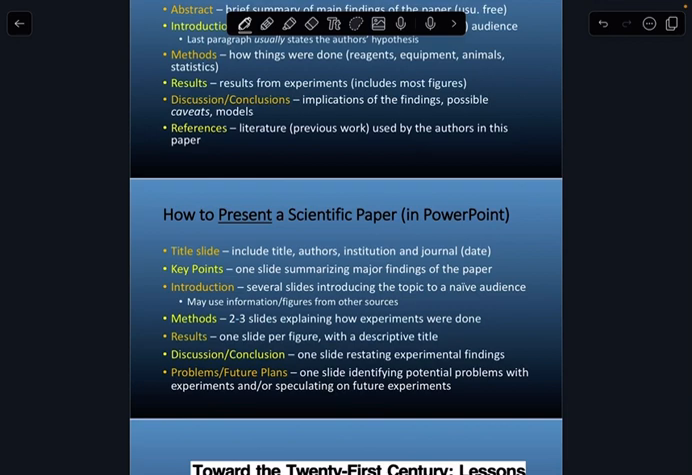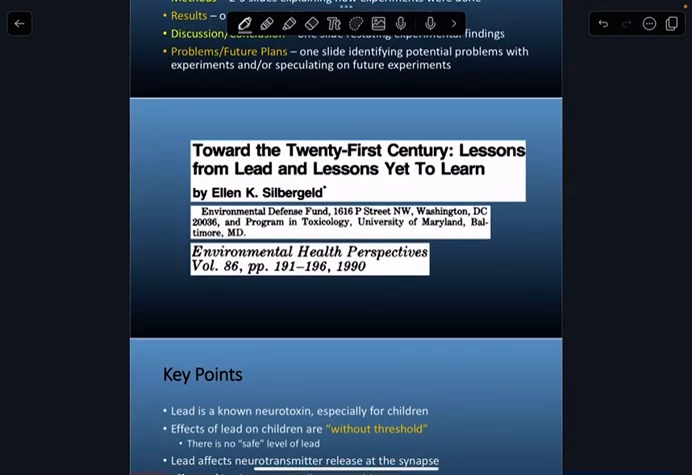All right, so now I'm going to do exactly what I told you I'm going to do. I'm going to present this paper like I was doing a journal club. The paper I'm going to talk about is "Toward the 21st Century: Lessons from Lead and Lessons Yet to Learn." It's by Ellen Silbergeld. She's a member of the Environmental Defense Fund and also the program in toxicology at the University of Maryland, Baltimore. And this was published in Environmental Health Perspectives in 1990. So this is kind of an old work. There's more stuff that we know now. So here are the key points of Silbergeld's paper. I think there are four of them.